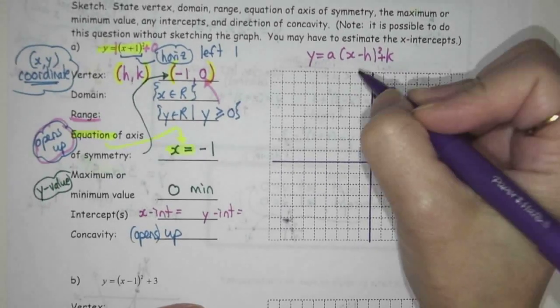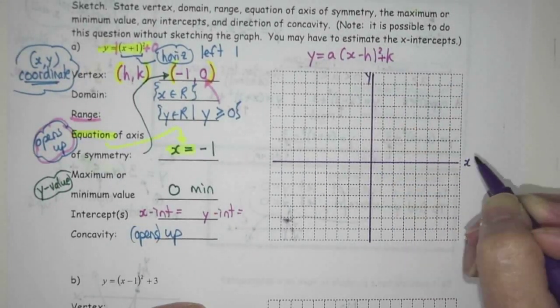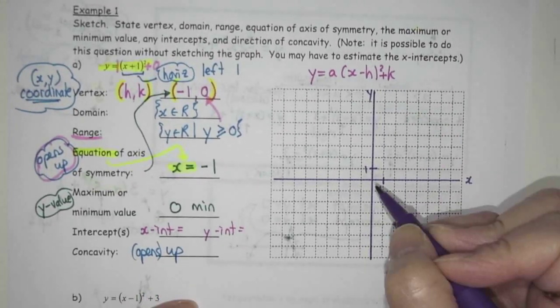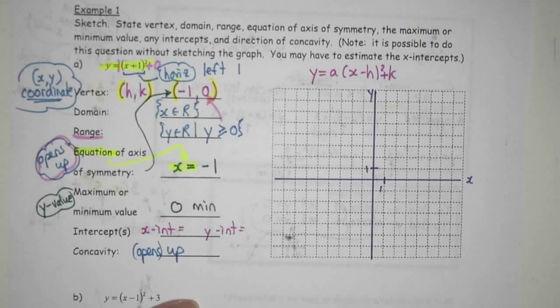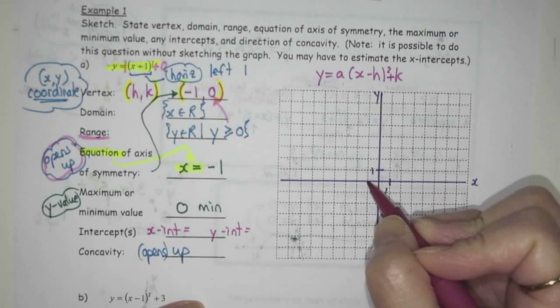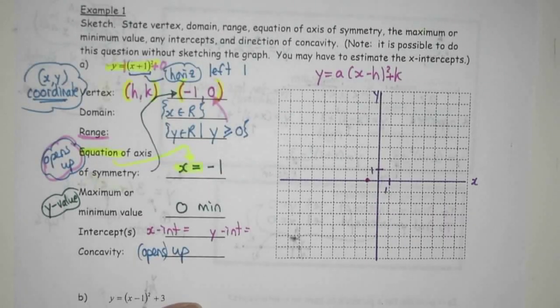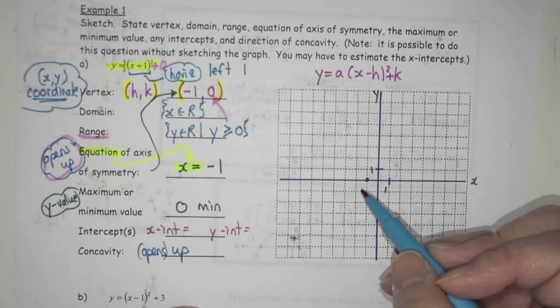Okay, so -1, 0. This is y, x, and this is going to be 1 and 1. So -1, 0 is my vertex, which would be right here. So you're going to put your vertex right there. Now, for the rest of it, so that's -1, 0.